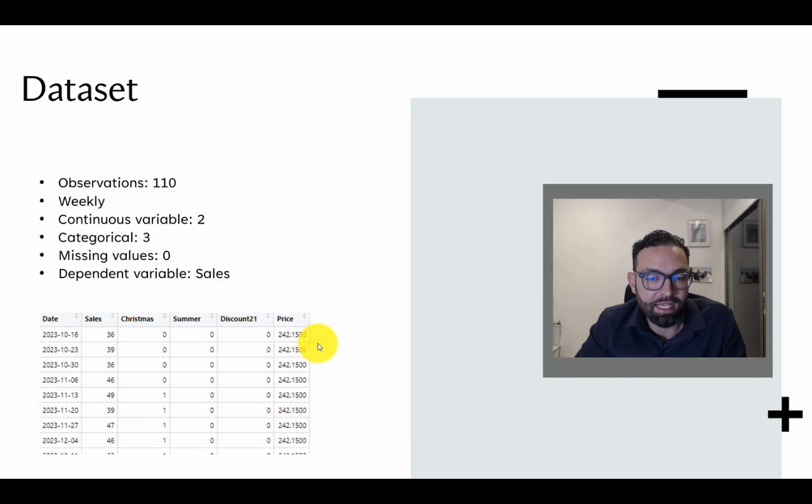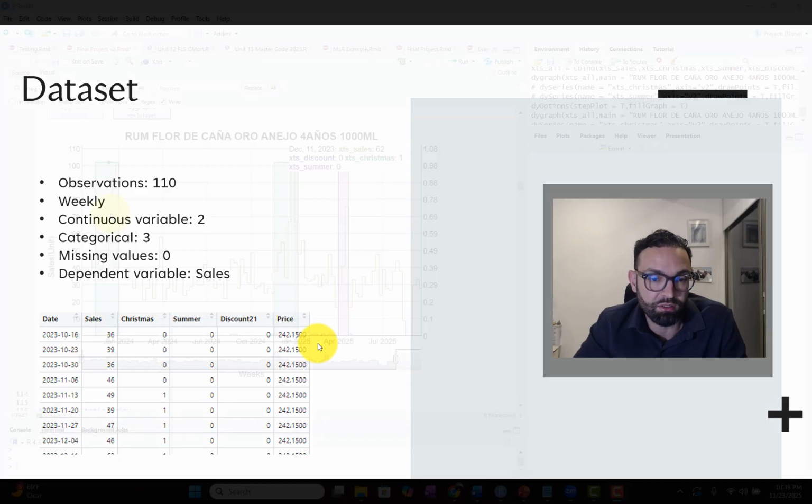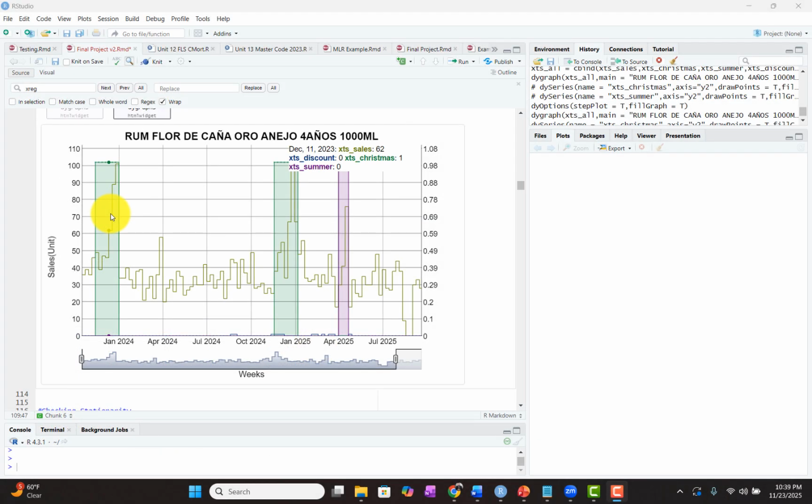Okay, let's explore our data set. It consists of 110 observations. This is a weekly data set. We have two continuous variables, three categorical variables, and we don't have any missing values, so we don't need any imputation procedure. In this chart, we can visualize the historical sales behavior of the SKU over time.